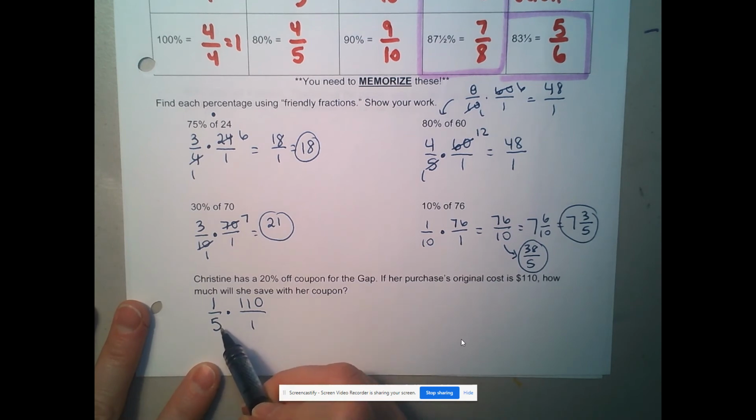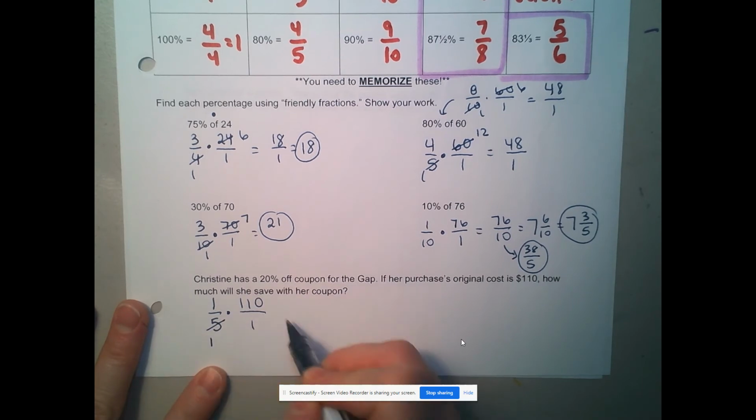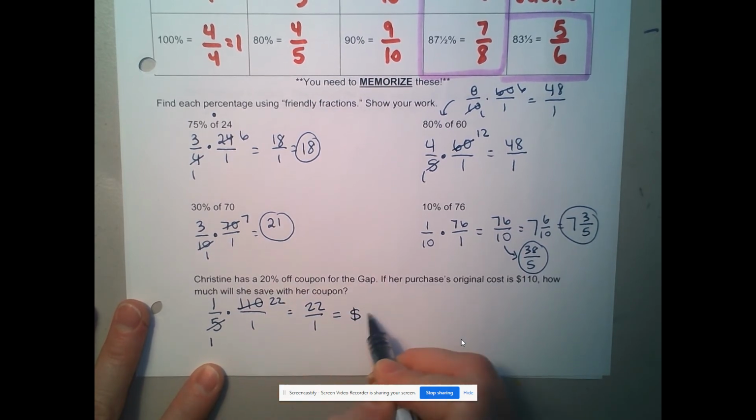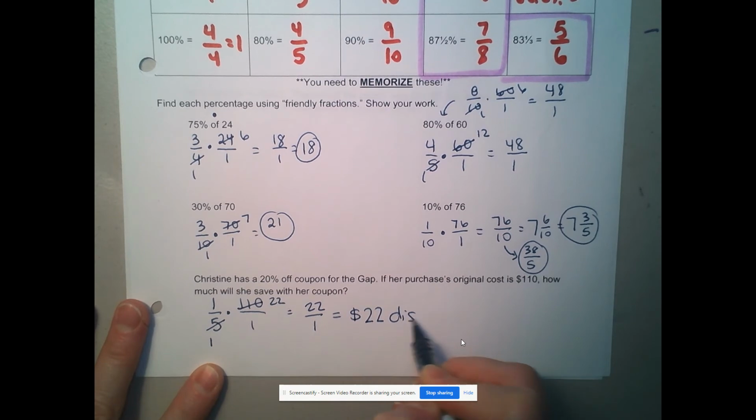If you don't know what it is, you can put 110 over 5 and just do the division. 5 divided by 5 is 1. 110 divided by 5 is 22. So it's 22 over 1, or a $22 discount.